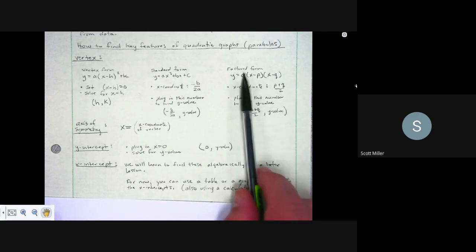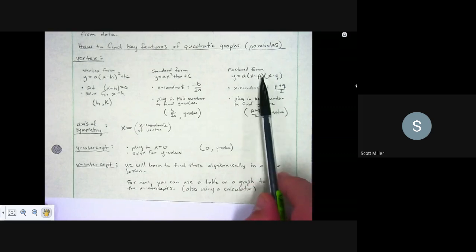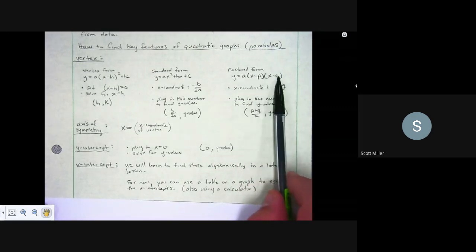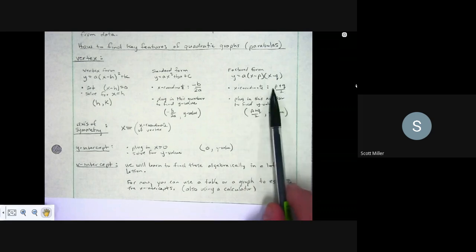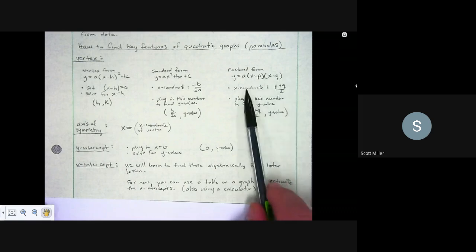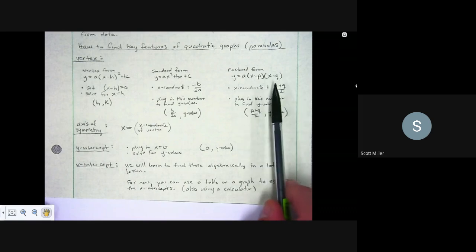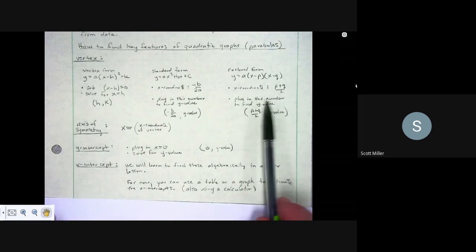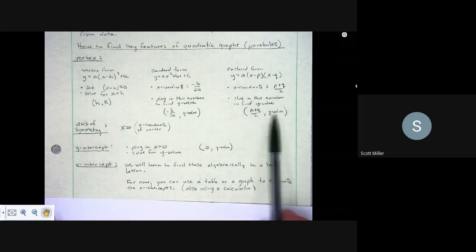If I'm in factored form or intercept form, then p and q, those are x-intercepts, so take the average of those two things. Add them together, divide by 2, and that would be the x-coordinate of the vertex, and plug that number back in to get the y value for it.